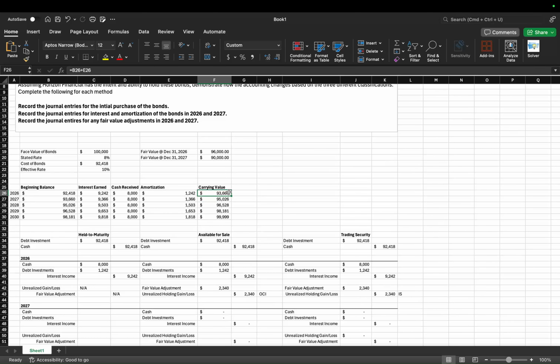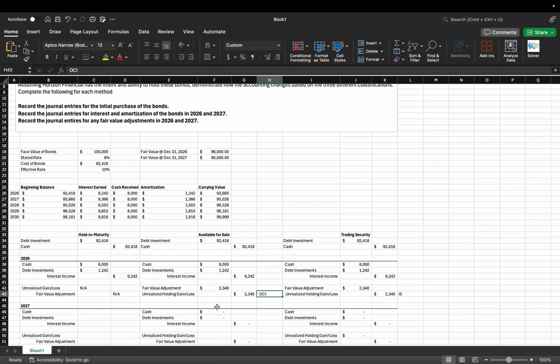Our carrying value was 93,660, but we need to bring it up to its fair value of 96,000. And for the available for sale, we're going to list this under other comprehensive income, which is different from the trading security, as you see, is under the income statement. The reason for this is because with available for sale, the company's intent is they might sell the bond, and they might hold it till maturity, right? They're like in the middle still. They're trying to wait to see what's the best course of action for them.